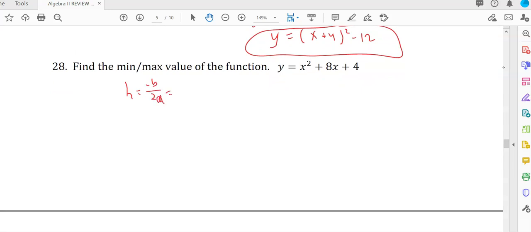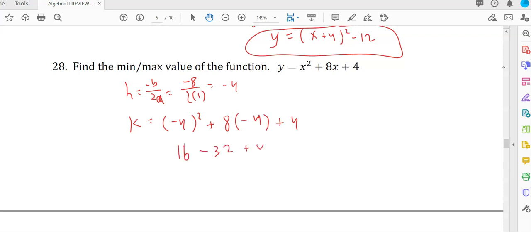Find the min-max value, so I think the fastest way to do that is to use negative b over 2a, which is -4. To find k, we're just going to plug in everywhere there's an x. So we get 16 minus 32 plus 4, so 20 minus 32, that's -12.